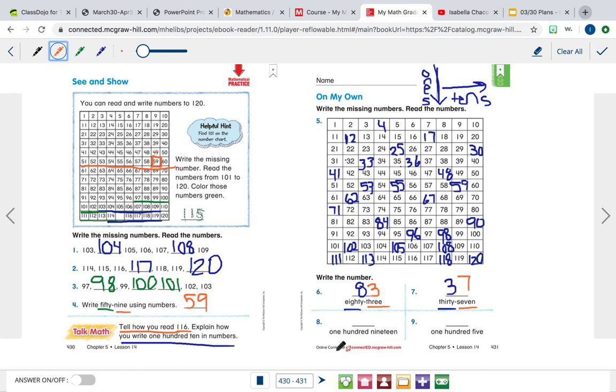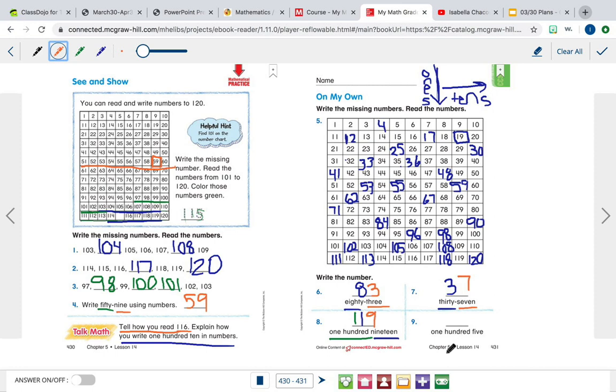And then look at this number. This number, so we're going to bring out the green. 100. So we know there's going to be a 1 in the hundreds place. And then it says 19. Let's find 19 on our number chart. Look at that. Look at 19. What number is in the tens place? We know it's going to be 1. And what number is in the ones place? We know it's going to be 9.